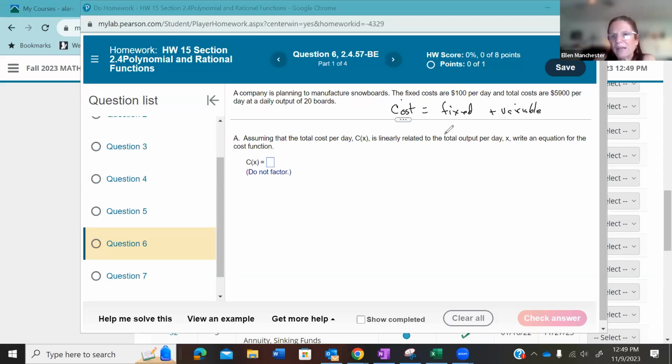Okay, so this one, they give us the fixed. They also give us total cost. So this is where you have to pay attention to what is it that they're giving you. What do each of the parts represent? And then they have a daily output of 20 boards. Okay, so you're going to find B, you're going to find the variable part.